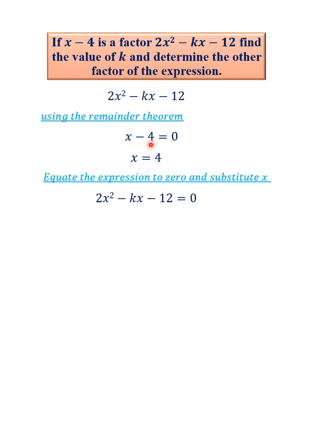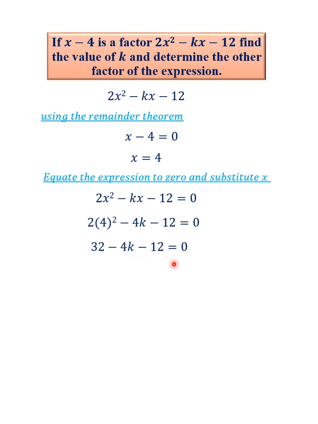And if x minus 4 is a factor, as the question has suggested, it means this must be equal to 0 as the remainder after putting the value of x equals 4. So let's put the value. 2 into 4 raised to power 2 minus 4k minus 12 will be equal to 0. Remember, x is now 4. 4 squared is 16. 16 times 2 is 32. So we have 32 minus 4k minus 12 equals 0.